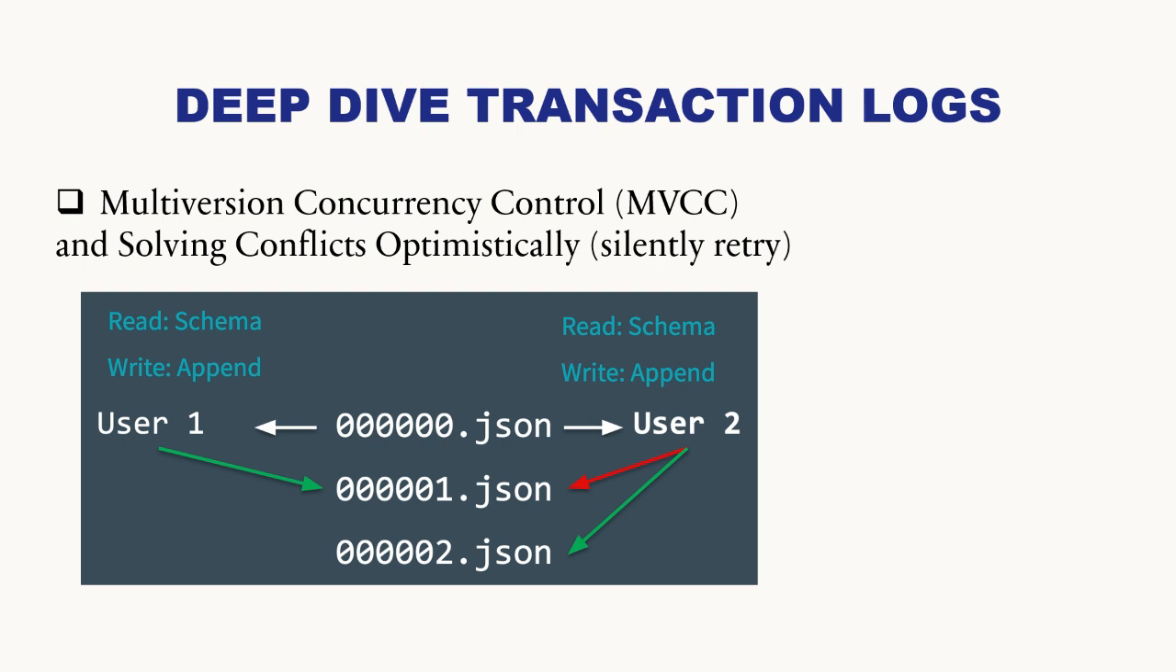But if on a retry there is some commit or some operation like delete or update and there's some conflict, then that transaction fails. And that's called solving conflicts optimistically. That was a decision because they wanted Delta Lake to be very efficient. In a data engineer scenario, the most likely operation is going to be append.